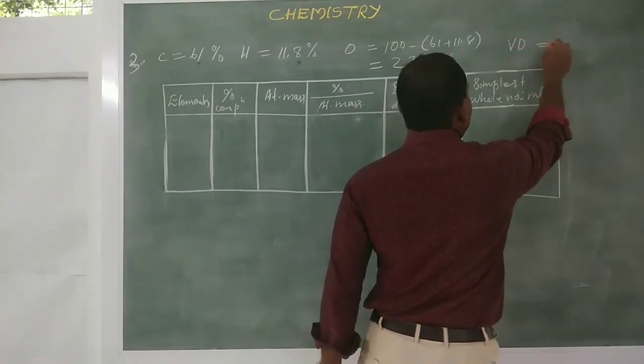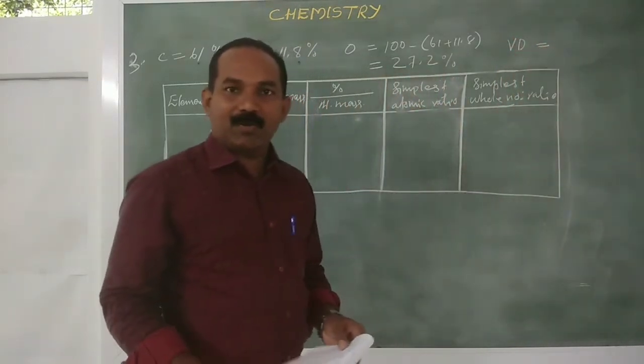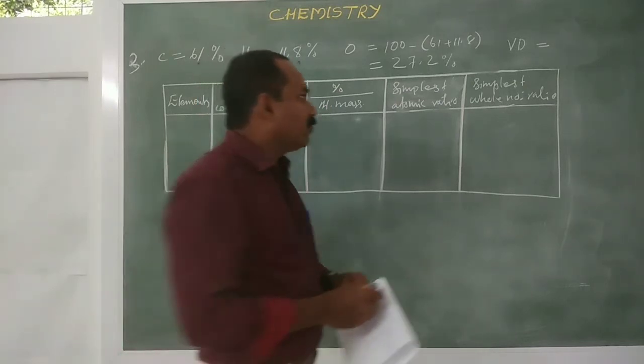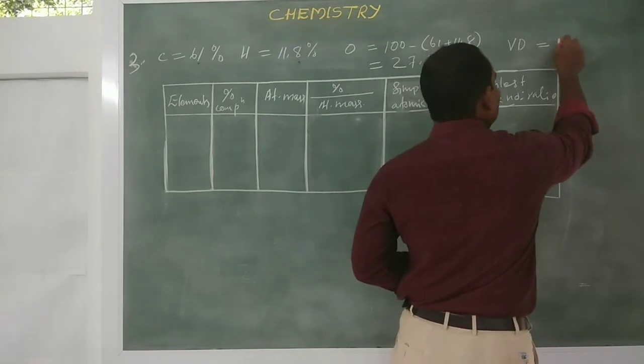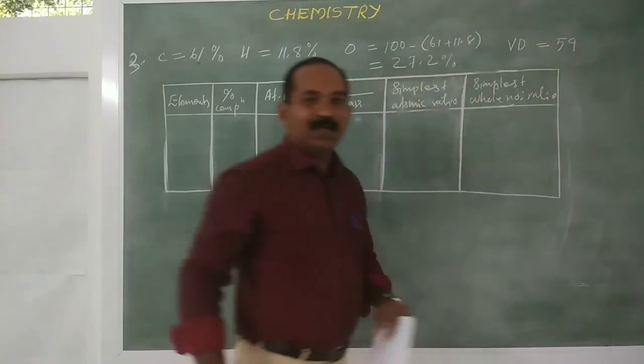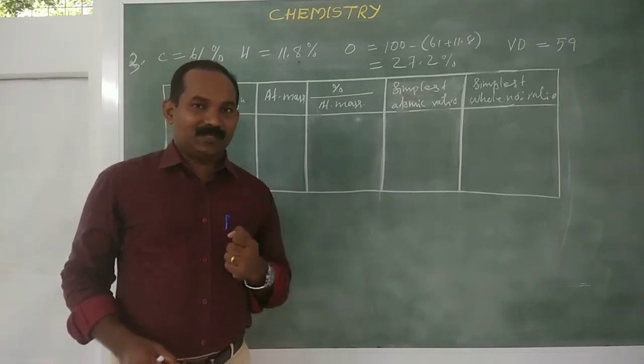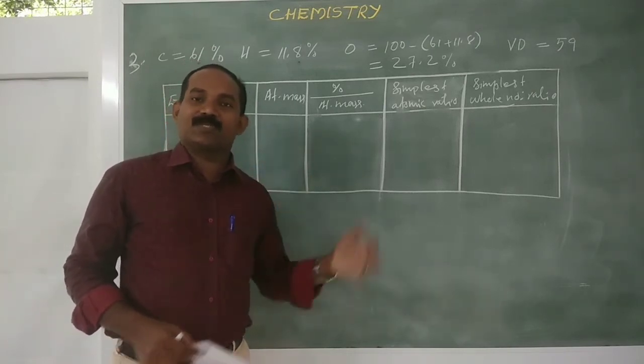Then vapor density, which I have shortly written as VD. I already gave the information: the vapor density of the compound is given as 59. These things we collected from the question. These are the information given in the question.